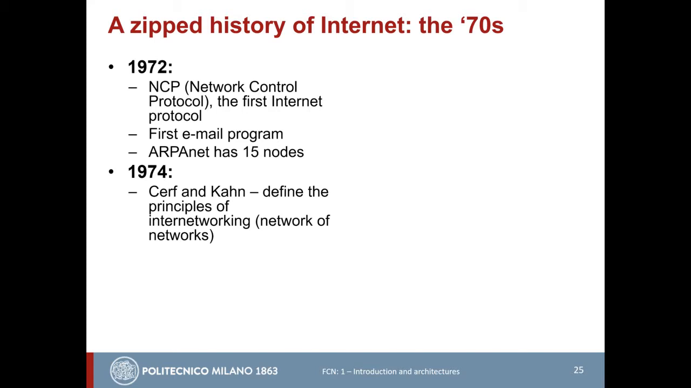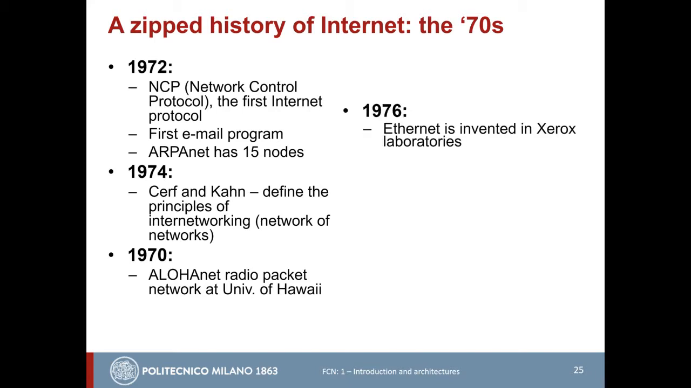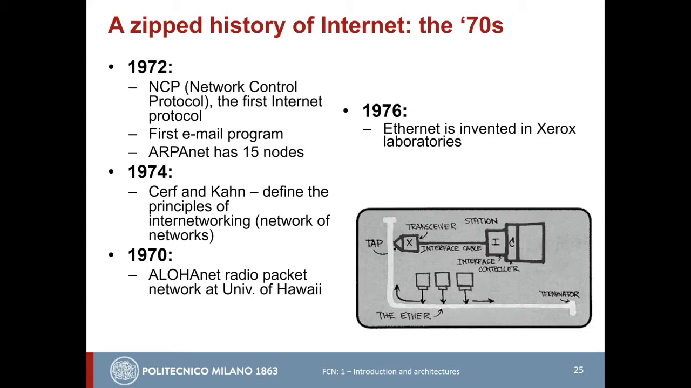And then in the 70s, the ARPANET project started to grow. Other nodes were added to the network, and then there were a lot of other evolutions. For example, Cerf and Kahn, considered two of the many fathers of the Internet, started to define the principles of internetworking. Other technological innovations were produced in the area of transmission systems used for networks.